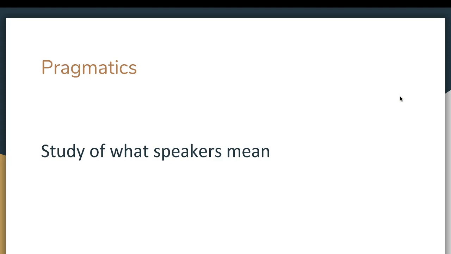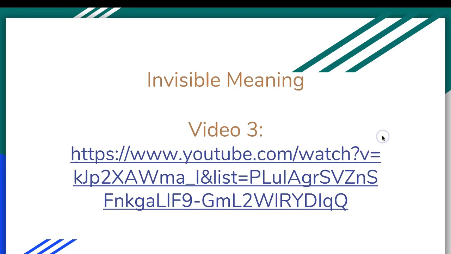Okay, and that covers semantics, so be sure and read that chapter carefully and let me know if you have questions. Our next chapter is one that I find the most interesting, just because to me we see people that have difficulties with pragmatics. They typically have a severe language disorder. Many times they're autistic or somewhere on the spectrum. So pragmatics is the study of what speakers mean. And so sometimes this is called invisible meaning.